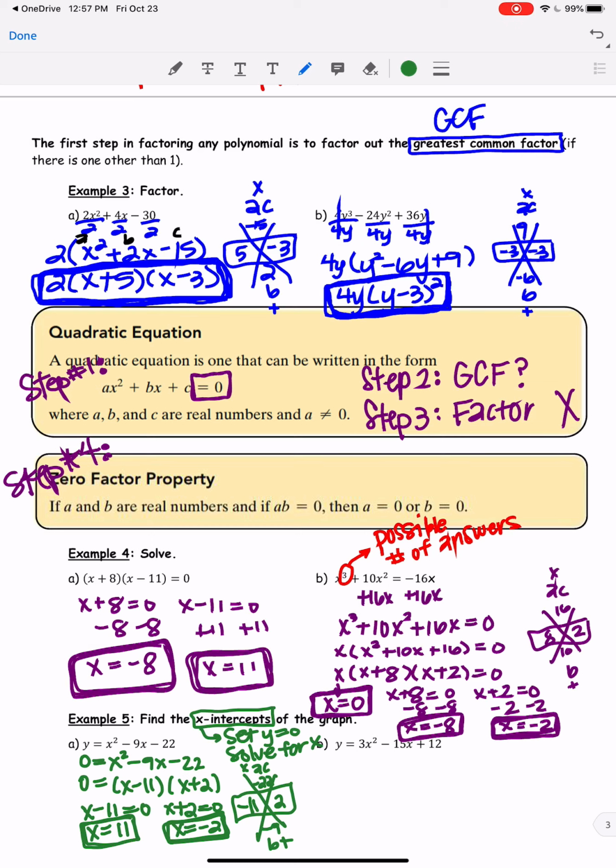Now those are your x-intercepts. I don't remember how your homework's going to ask for it. If it wants it as an ordered pair, it's telling you what your x equals and what you plugged in for your y. You plugged in 0. So if it needs an ordered pair, it says 11, 0 and negative 2, 0.